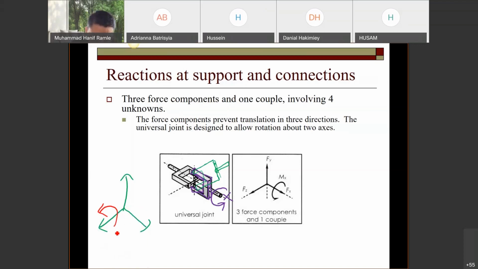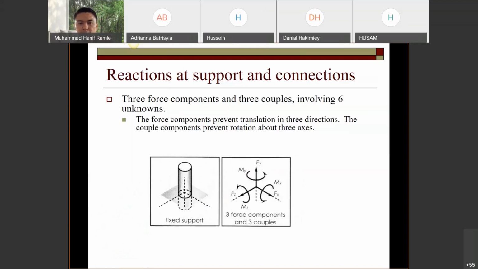It can go, which is moment z, and moment y can go too, but for Mx, this one cannot. So that's why there is one restriction for the moment, which is Mx. Okay, this is the last one, I think. Oh, no, sorry. Alhamdulillah. Sorry, not the last one.